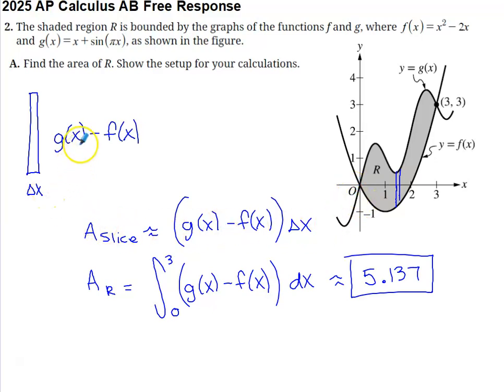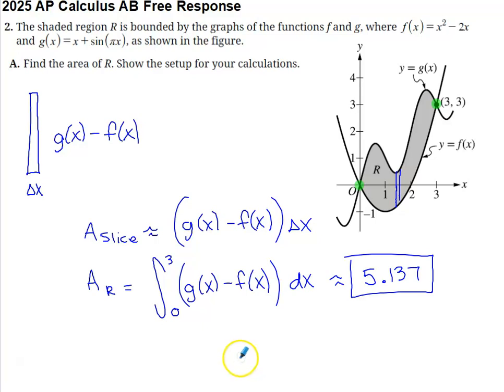So the approximate area of this one slice, if I treat it as if it were a rectangle, is going to be the top y value g of x minus the bottom y value f of x times the small change in x across that slice. So that would be the approximate area of one slice. If I want to find the area of the whole region, I'm going to use the integral to add together infinitely many of these slices' areas. So the delta x is going to turn into a dx in its limiting form. The x values that all of the slices range between are 0 on the left end and 3 on the right end.